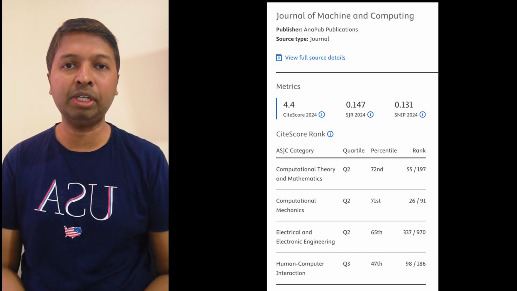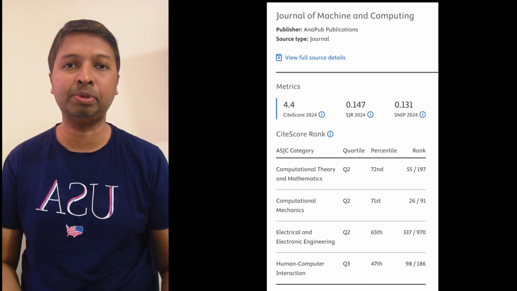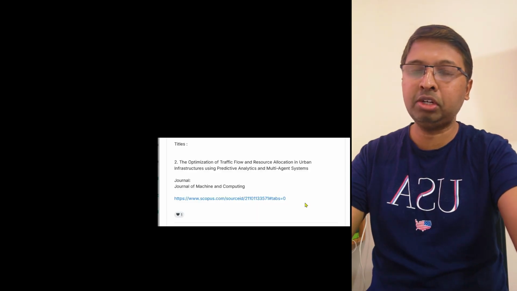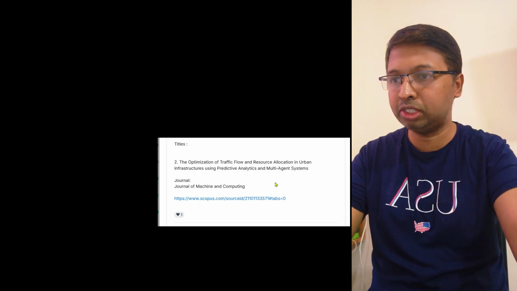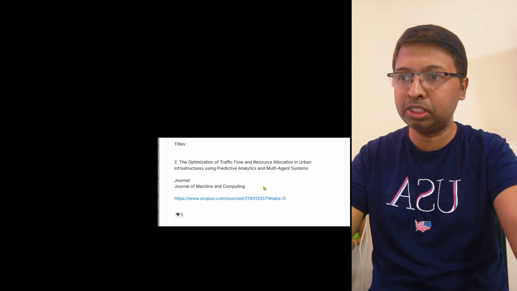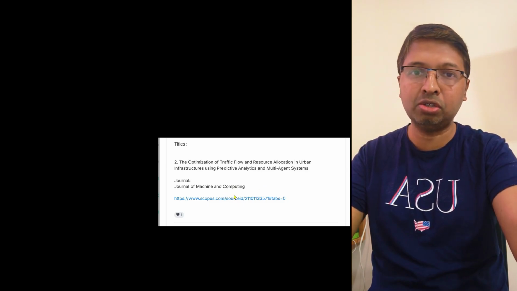So without wasting much of our time, let us go straight into the genuine review of Journal of Machine and Computing. We got this particular information from the very same private Telegram group. Okay, so they have given one title over here. The journal has been mentioned, Journal of Machine and Computing, and the Scopus link is also mentioned over here.